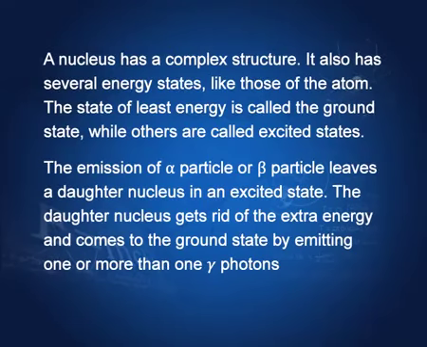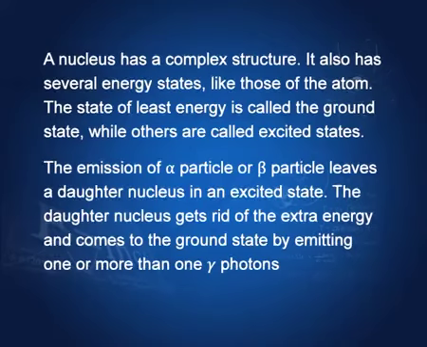A nucleus has a complex structure. It has several energy states like an atom: ground state, first excited state, second excited state and so on. In the nucleus also we have such a structure. The state of the least energy is called the ground state, just like in the atom, where the ground state has the least energy.